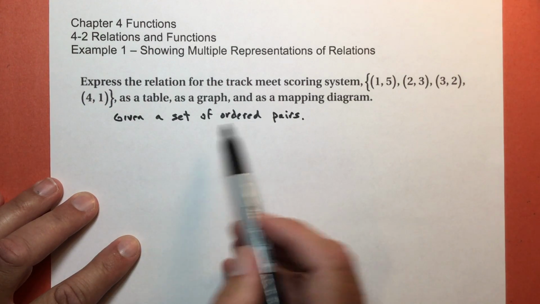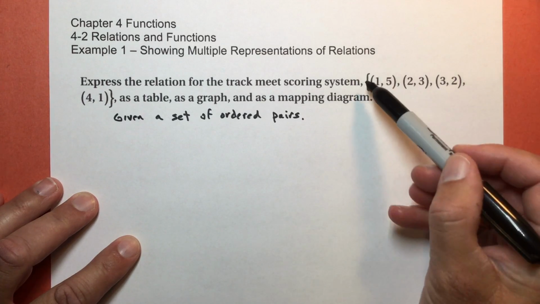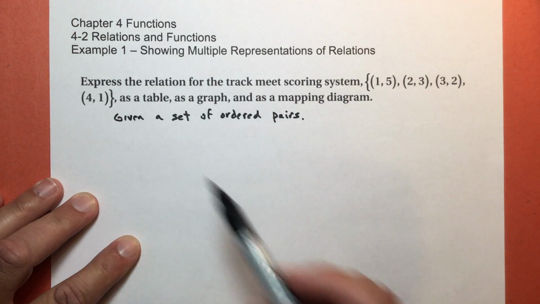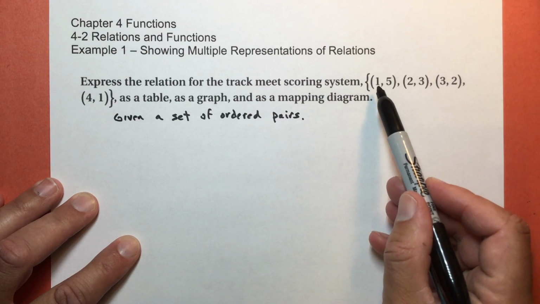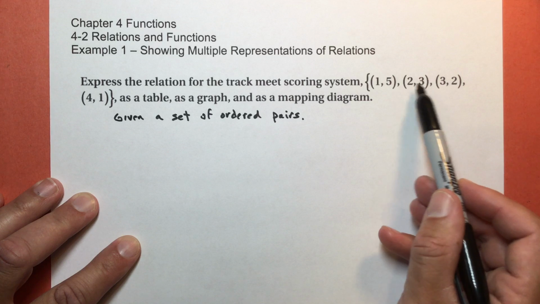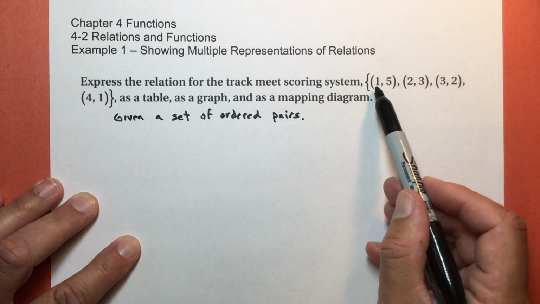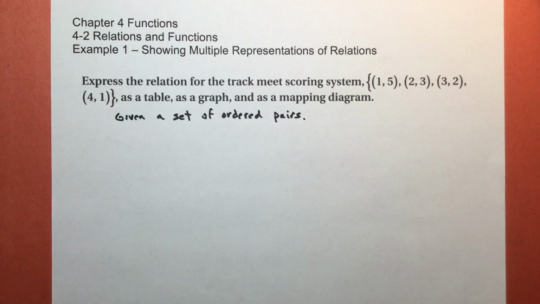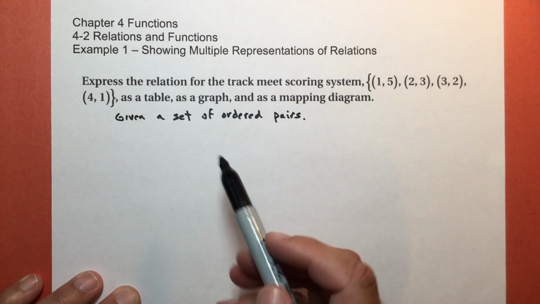So again, a set of ordered pairs just means a collection. These things are called set brackets, the left one and the right one, even though it kind of wraps around. Inside, I have parentheses that group these numbers together in pairs, where I've got the first number, the second number, first number, second number, first number, second number. We're going to write this relation as a table, a graph, and a mapping diagram.